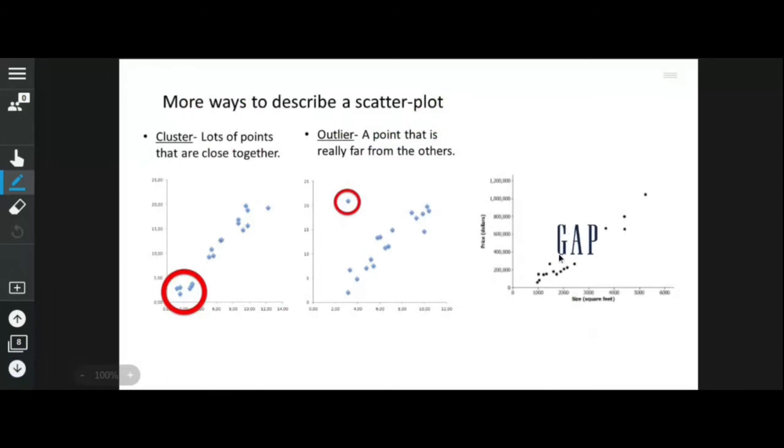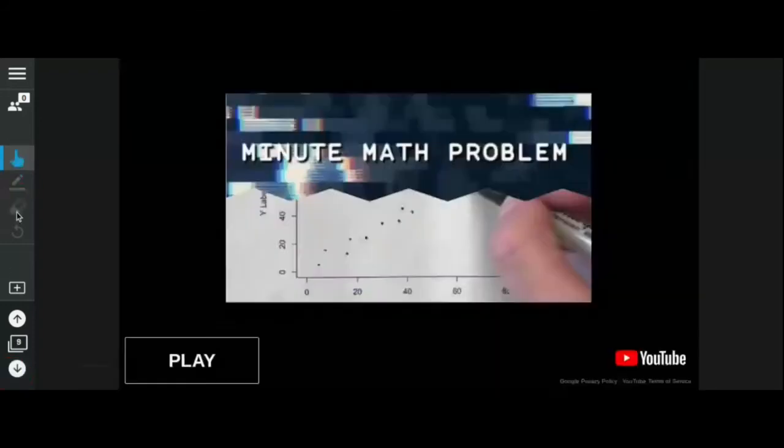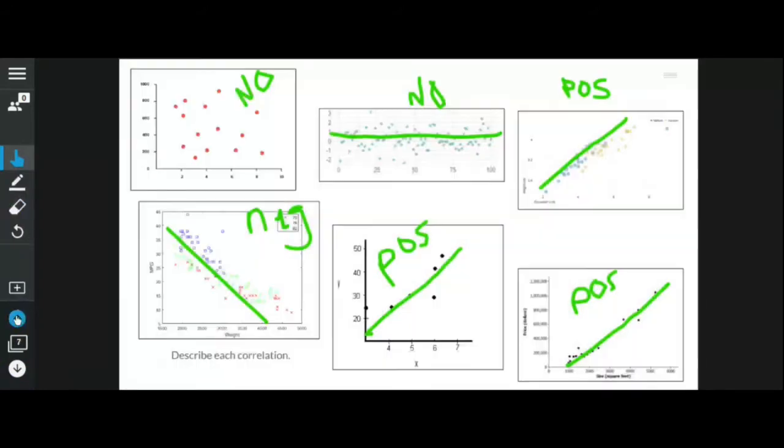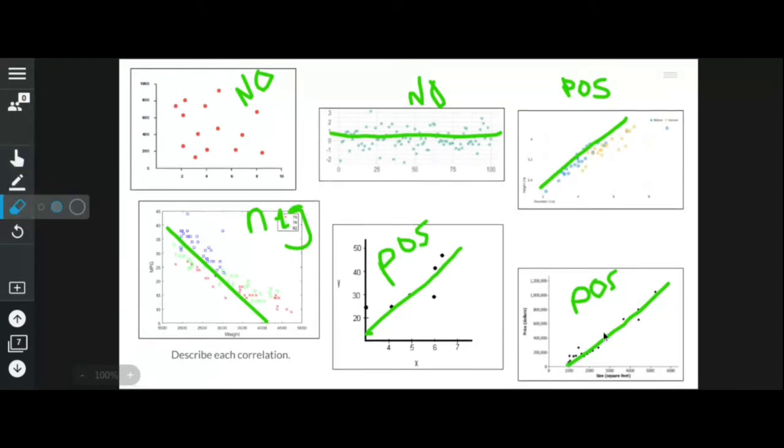A gap is if I have a graph and there's a space in between what's going on. I saw that back here when we did this problem here. So even though this ends up being a nice straight up and to the right line, there's a big chunk missing.